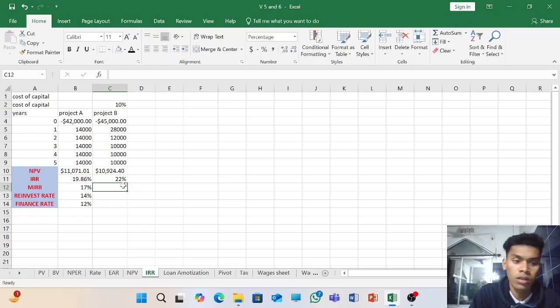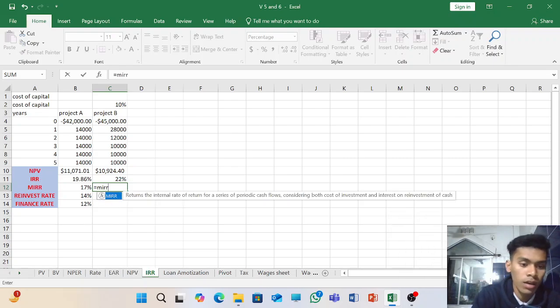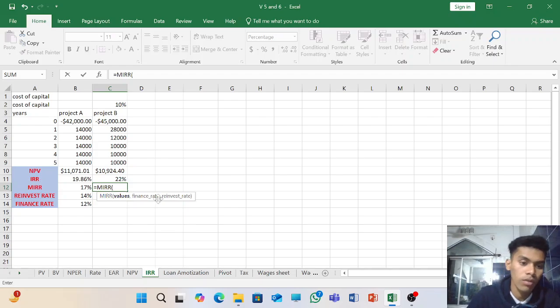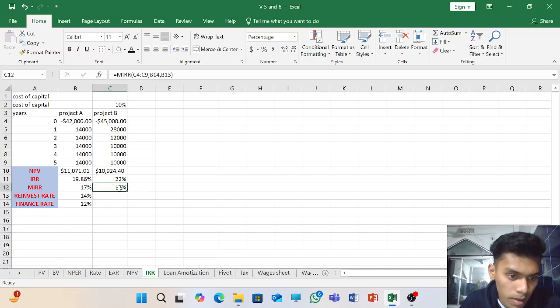And again for project B, this is the same process as project A, equal MIRR, double click, then the value and comma, and we need the finance rate, which is 12%, comma, and reinvestment rate, bracket close and enter. Okay, so we find the MIRR rate is 17% for project B.